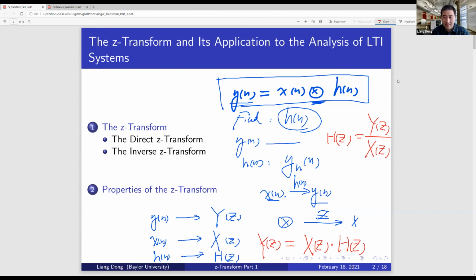Once I find out my system H(z), identify the system, I can always do a so-called inverse transform, an inverse Z-transform, to find the time domain h[n], which is the impulse response, and that describes the system. So this is the starting point of why people want to use a transformation domain tool, the Z-transform, and look at everything in the transformation domain. So we will see that next time.